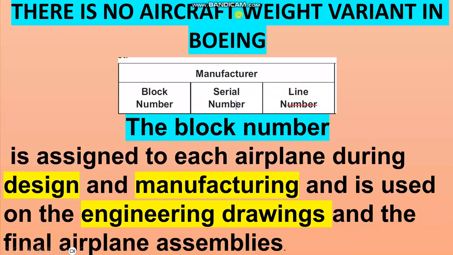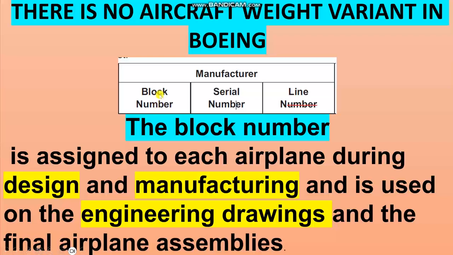There is no aircraft weight variant in Boeing. I searched in the MPD and the maintenance manual, and I didn't find the expression "aircraft weight variant" in Boeing. But you will see these 3 items here. Here is the manufacturer, not the operator.